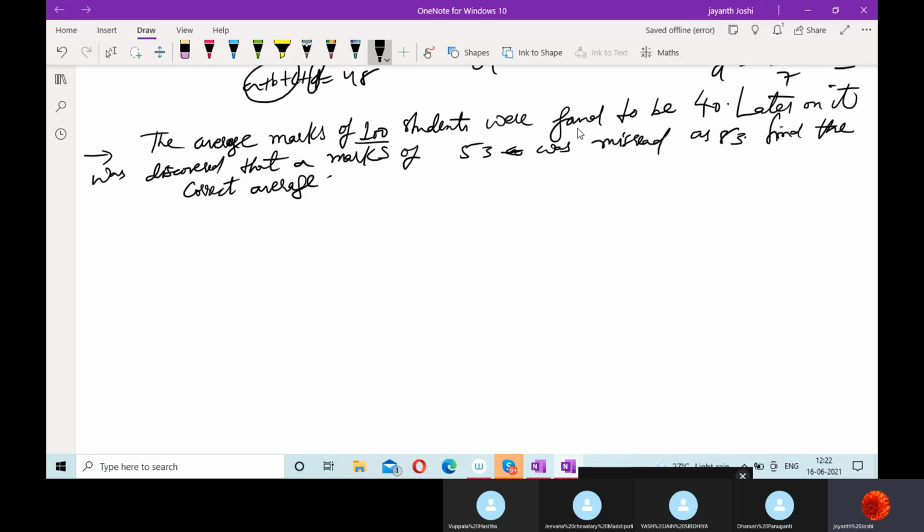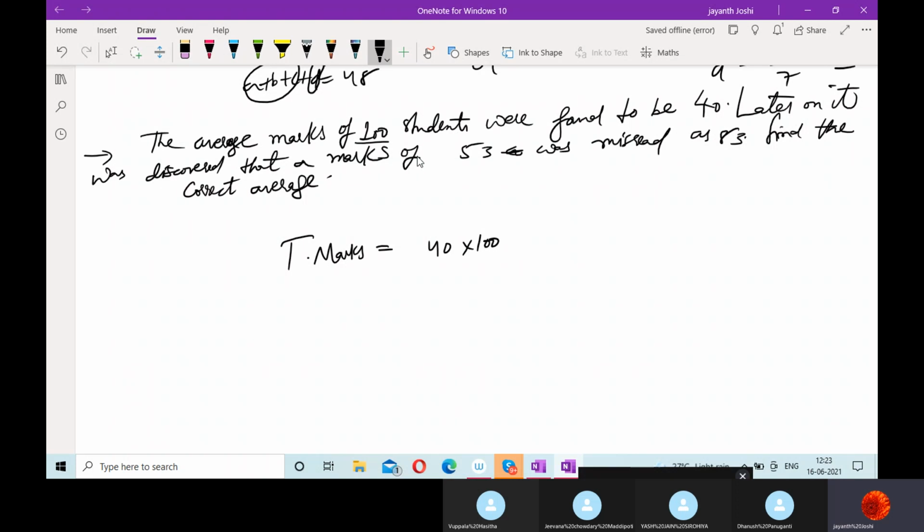The average mark of 100 students is found to be 40. So what is the total? This is average marks, so total marks of 100 students is 40 into 100, correct? So average marks is this.